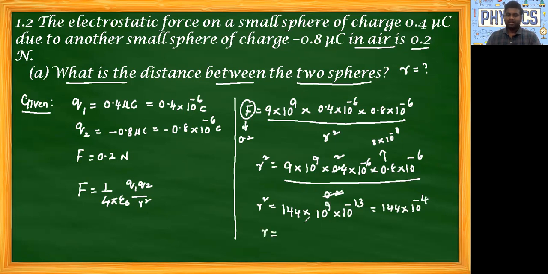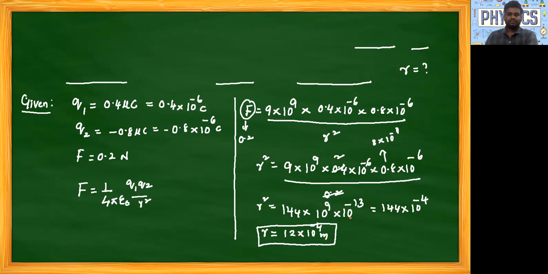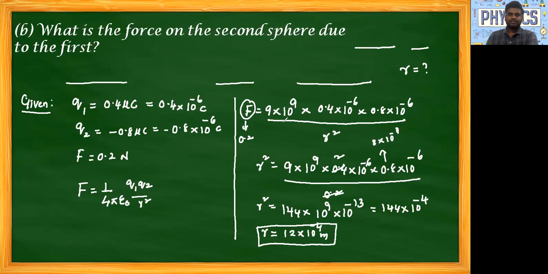If you want to find R, this is 12 into 10 to the power of minus 4 meter. Okay, this is our distance between the two charges. Now we will see the second problem, the B part.